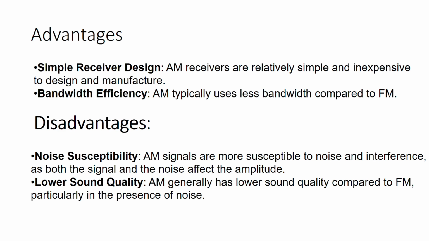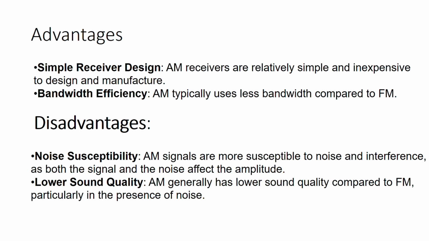So now we are going to talk about advantages and disadvantages. The advantage is simple receiver design. AM receivers are relatively simple and inexpensive to design and manufacture. Bandwidth efficiency: AM typically uses less bandwidth compared to FM.